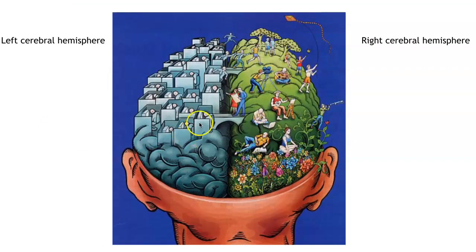So I like this picture just because it kind of shows you the left brain being organized, methodical, logical. And here is our right brain being free of the stresses of life and not worrying about anything. And here's our corpus callosum connecting those two. And hopefully they will work together and come up with a good solution for you.